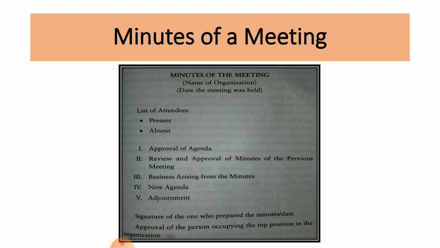First part is the approval of agenda. Second part, review and approval of minutes of the previous meetings. Then we have the business arising from the minutes, then followed by new agenda, and last is the adjournment. Then we have the signature of the one who presented the minutes together with the date. Just below it, we have the approval of the person occupying the top position in the organization.